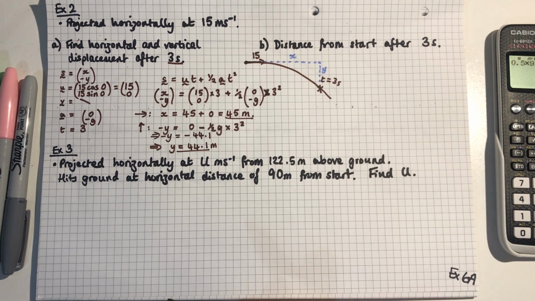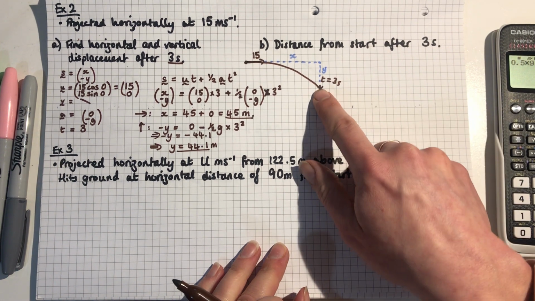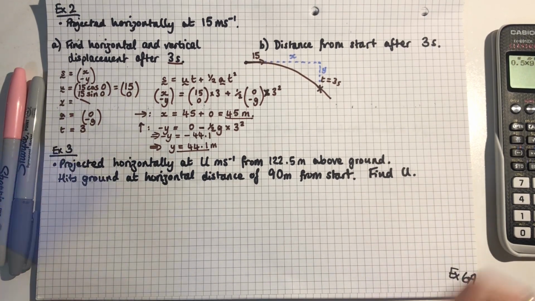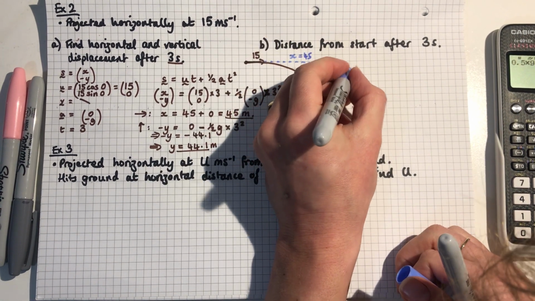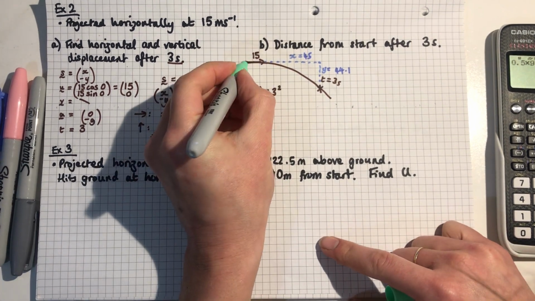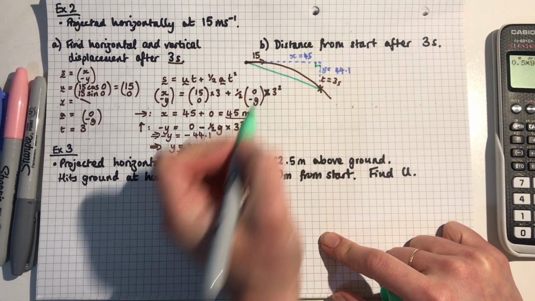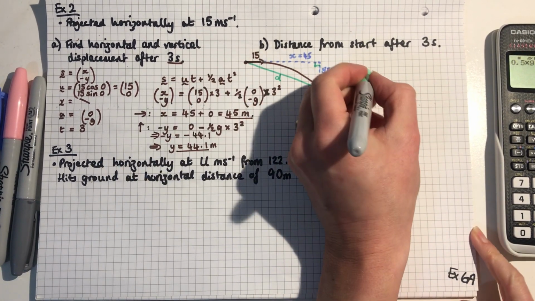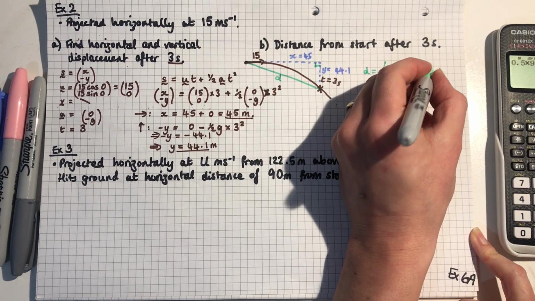Now, in part B, it asks me to find the distance from the starting point after 3 seconds. Let's mark that in a different colour on here, and we'll work it out in a different colour so you can see what's going on. We had x as 45 and y as 44.1 down. But the distance from where you started to where you are after 3 seconds is that. That's the distance in question. Now you have a right angled triangle here, so we can apply Pythagoras' theorem. So let's call this distance d, and d is going to be the square root of 45 squared plus 44.1 squared.